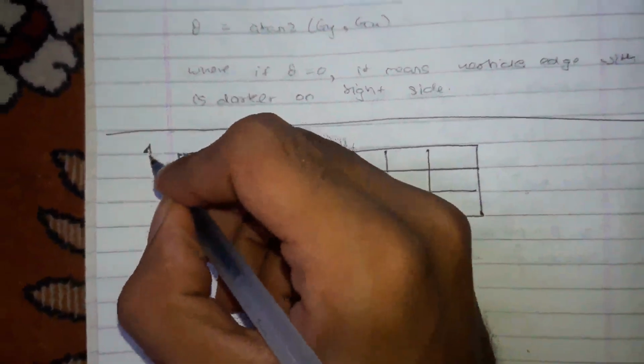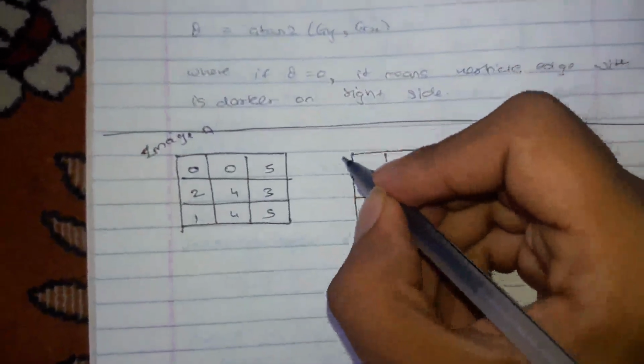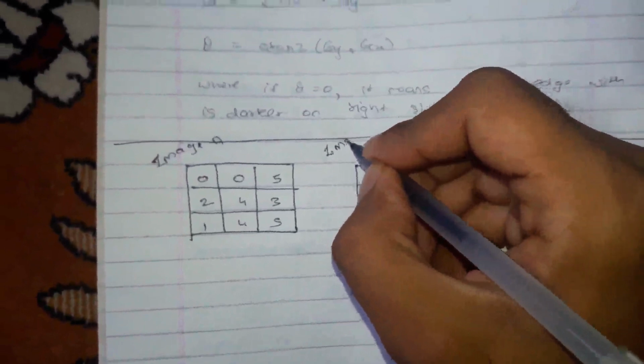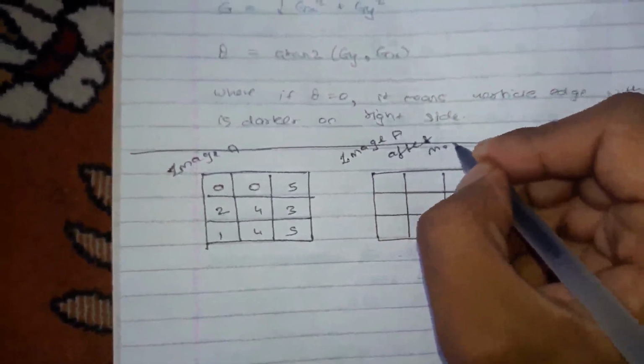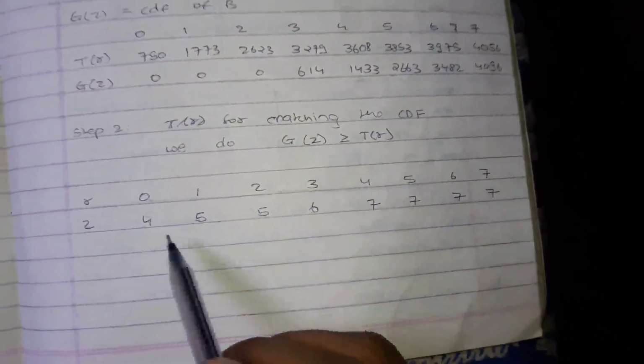For better understanding, let's take a small example. So here consider this is an image. This is image A, say a small image A. Okay. Now this is what we want the image A after modification. Okay, so we have got this table over here, right? We have 0 1 2 3 4 5 6 7, 4 5 5 6 7 7 7.